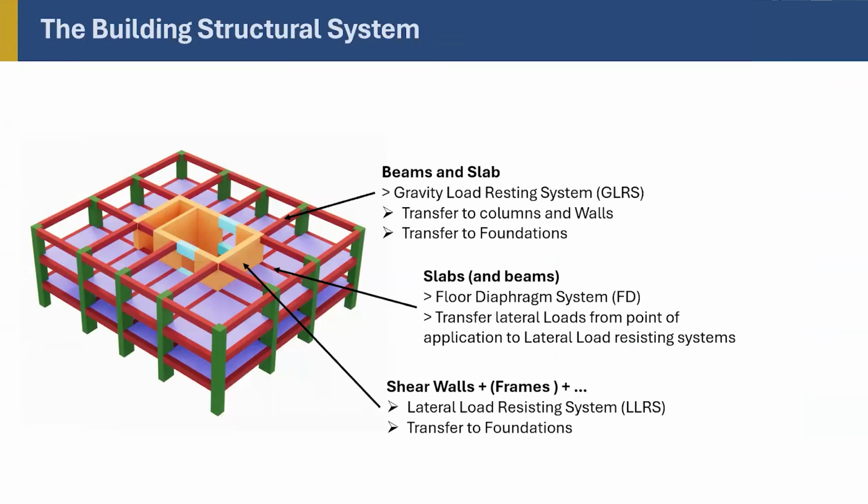So the beam and slab jointly work to transfer the gravity load from where it is applied to the vertical parts of the gravity load resisting system, which is walls and columns. So they simply transfer the load from here to here, here to there, and then go to foundation. So that's the job of the gravity load resisting system. Normally we have slab and beam, but now beams are becoming out of fashion. So we mostly only have slabs. And then second, slab and beams, if present, act as a floor diaphragm.